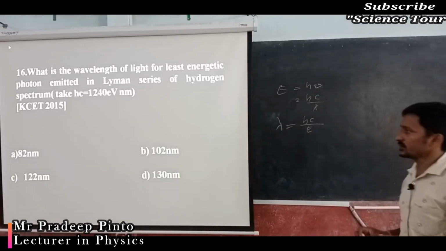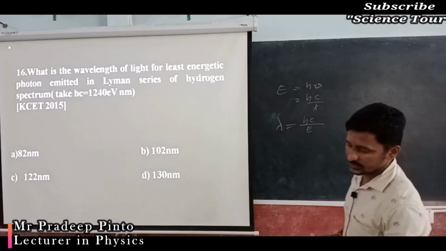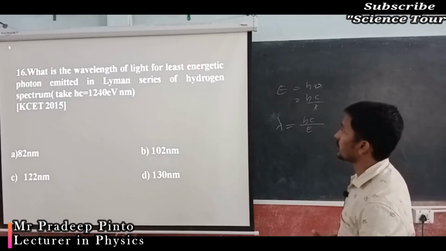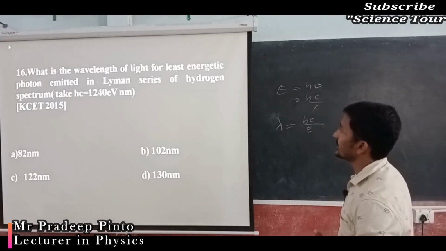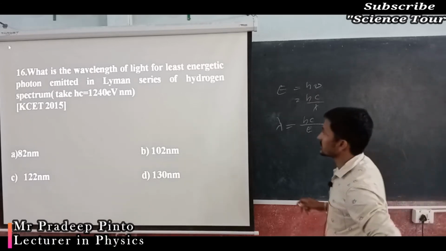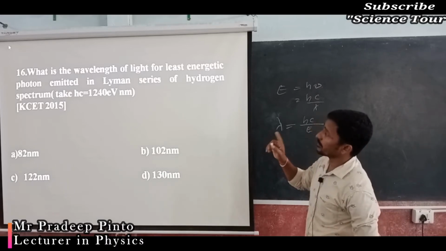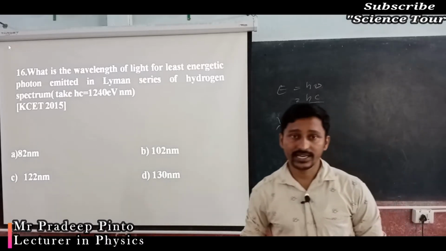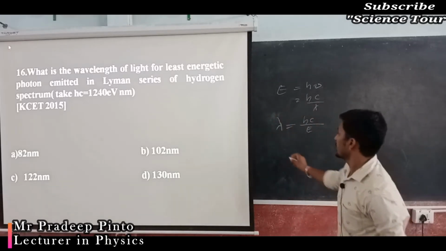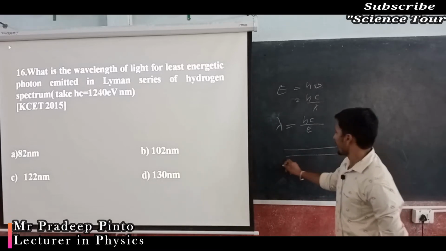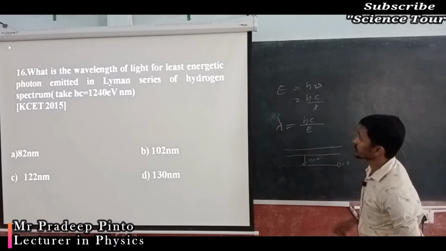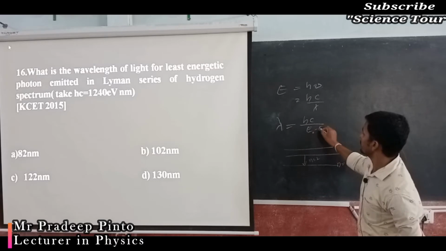So now tell me what I have to put for E here. What is the wavelength of light for the least energetic photon emitted in the series of hydrogen atom? Least energetic photon emitted. Least energy means less frequency, very less frequency, no? That is for the Lyman series. Less frequency means maximum wavelength, which you get for the n is equal to 1 and n is equal to 2 transition. Okay, so E2 minus E1 I can write down.